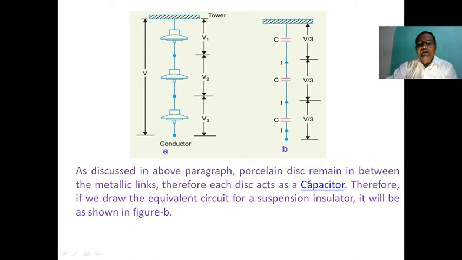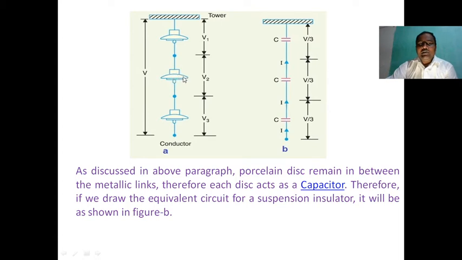A porcelain disc remains in between the metallic links, therefore each disc acts as a capacitor. If we draw the equivalent circuit for the suspension insulator, it is shown in figure B. Every disc is connected one by one. Every disc is connected in between two metallic links. In between two metallic links, the disc in the middle is an insulator.